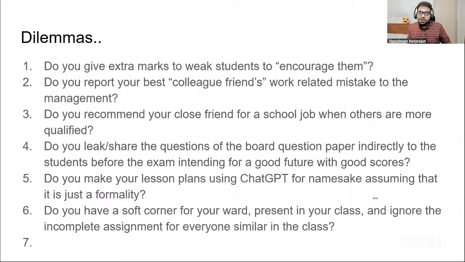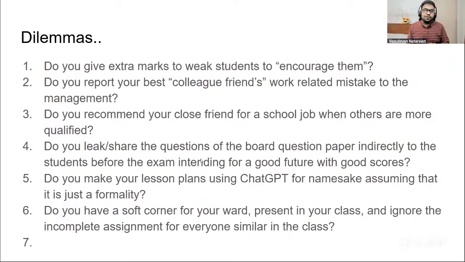Okay. Next question is very, very interesting. And don't answer this question. Do you leak or share the questions of the board question paper indirectly to the students before the exam, intending for a good future with good scores? I'll repeat it. You have to say no to this. Just don't say yes. We have got CBSE officials, NCERT officials right now attending the session. So be really careful about that. Better say no. Do you leak or share the questions of the board question paper indirectly to the students before the exam, intending for a good future?